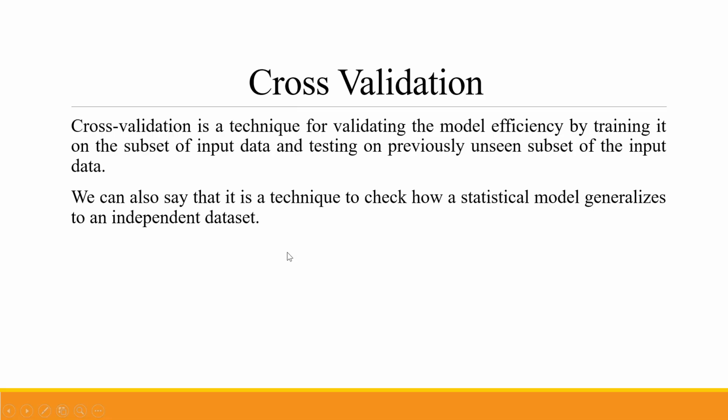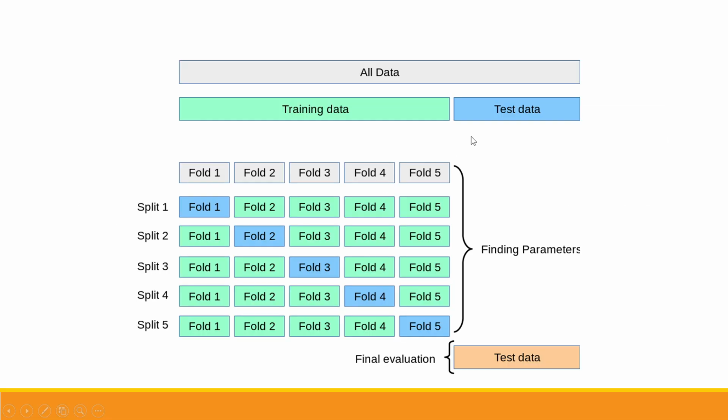Cross validation is a technique for validating the model's efficiency by training it on a subset of input data and testing on a previously unseen subset of the input data. We can also say that it is a technique to check how a statistical model generalizes to an independent data set.